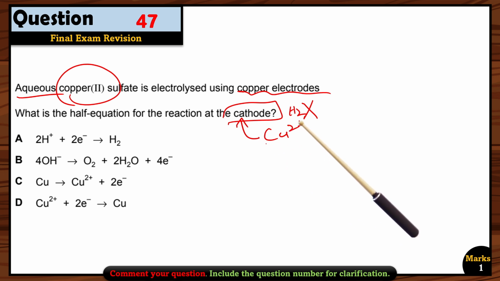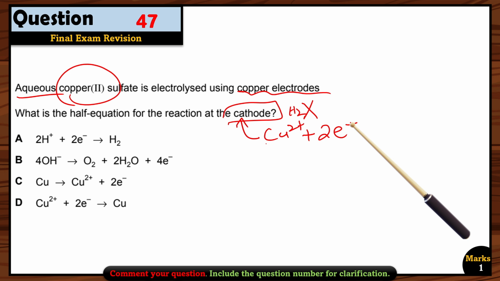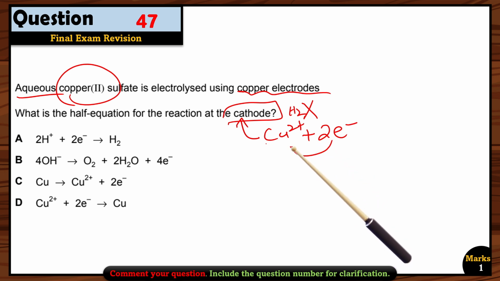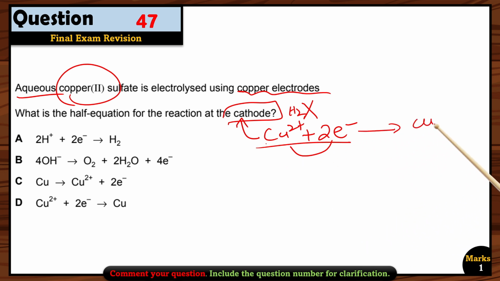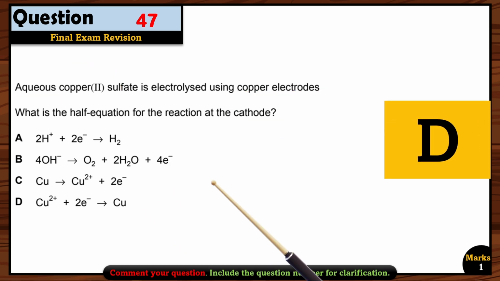So copper ions will come here, and then they will gain the electrons, because at the cathode reduction is taking place. So electrons should come in the reactants. These two are the reactants, and what will be your product? It's copper metal. Can you see this equation anywhere? Yes, right? So option D is the right option.